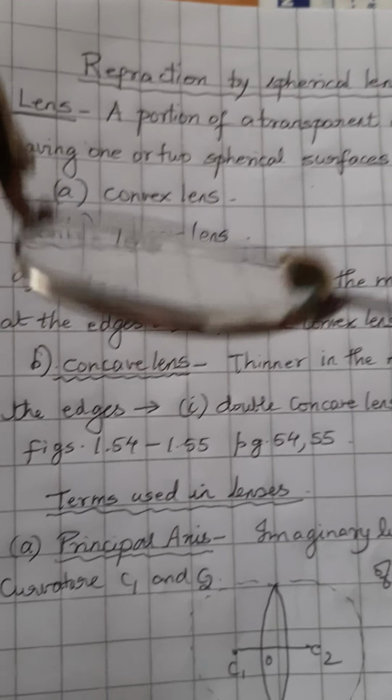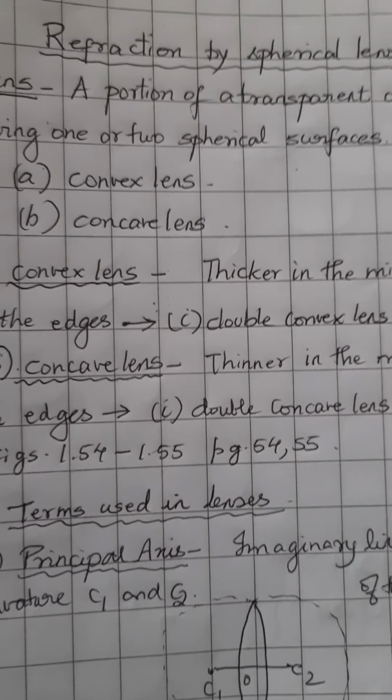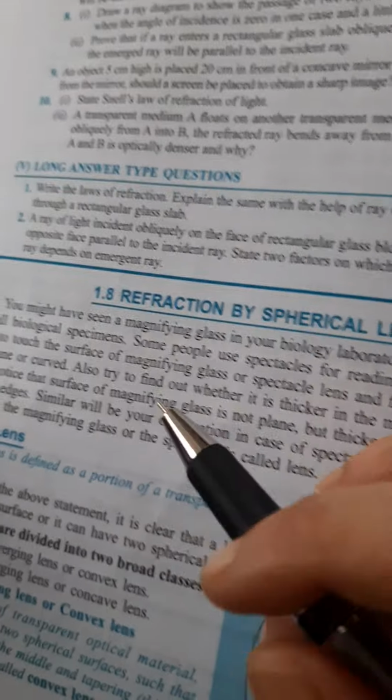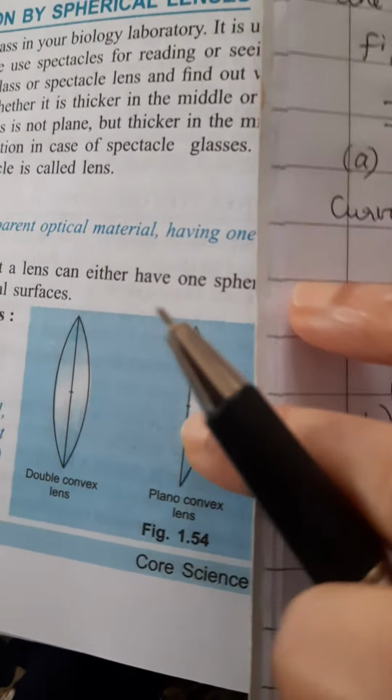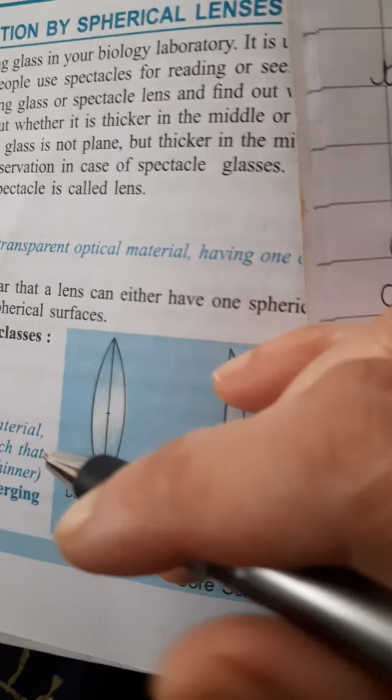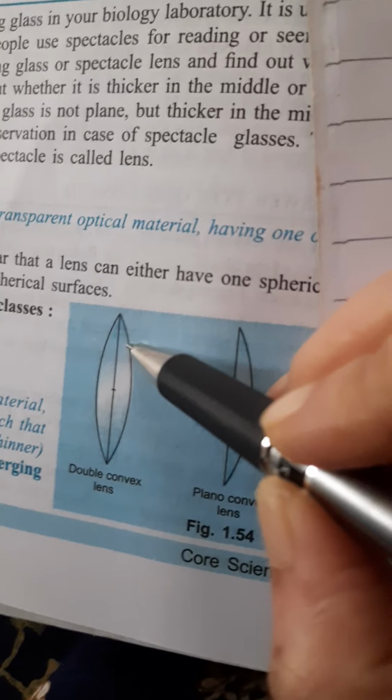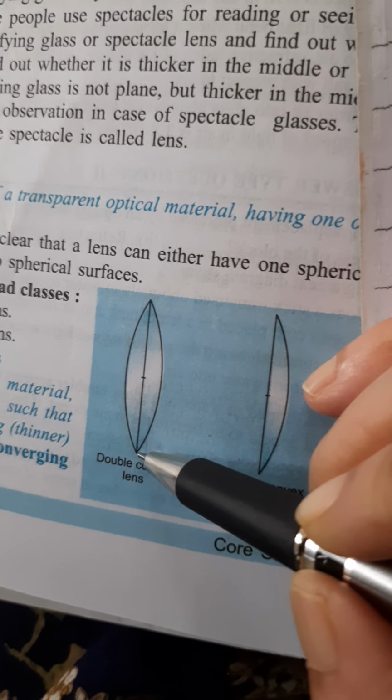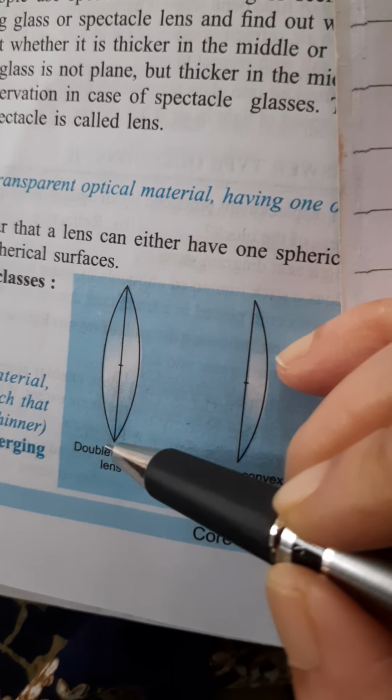So there are two kinds of lenses. One is a convex lens and another is a concave lens. Now, this is a convex lens. These are the convex lenses. Here we have a convex lens, which is thicker in the middle and thinner at the edges.